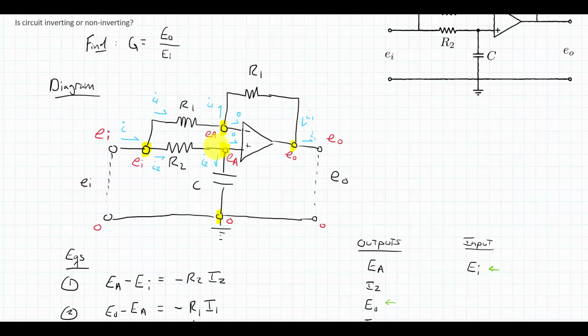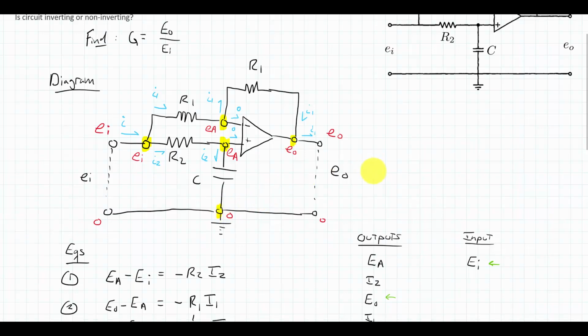I then proceeded to write the currents, which have to be in variable form. I don't know them. So if I call this I going into this node, that's going to have to split into two currents that add up to I. I1 and I2 is what I called them. They're going to split again at the next node. For example, here it splits. It has to be 0 going into the negative input because it's an ideal op-amp. So if it's I1 coming in, therefore it must be I1 going through the top branch. Same idea at the bottom node. It's 0 going into the positive input, therefore it must be I2 going down across the capacitor.